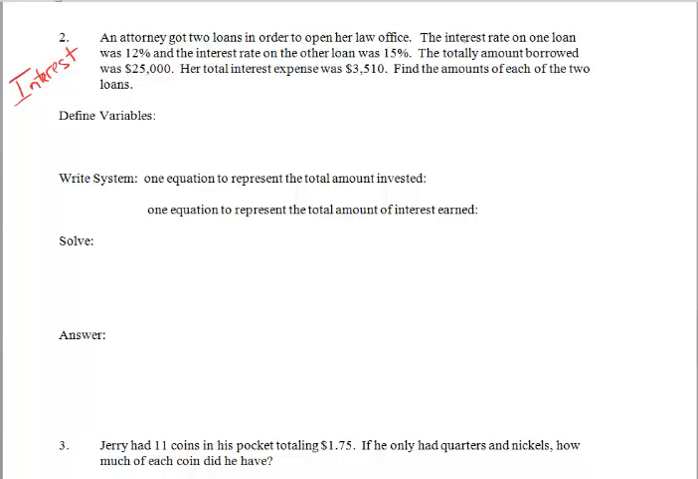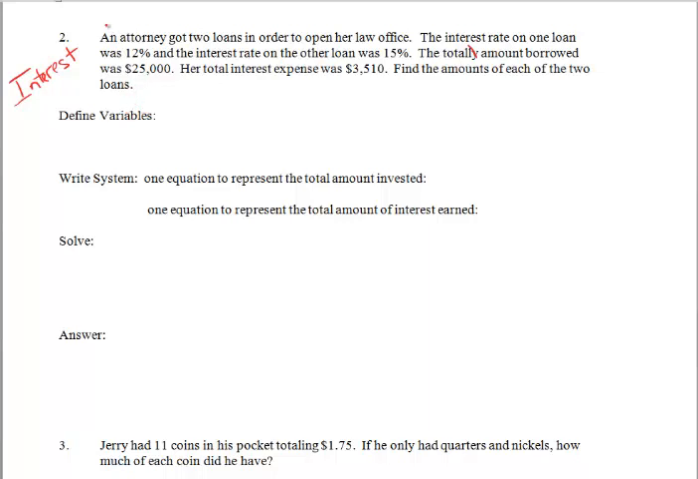In order to open her law office, the interest rate on her one loan was 12%, and the interest rate on her second loan, or the other loan, was 15%. The total amount borrowed was $25,000. Her total interest expense was $3,510. Find the amounts of each of the two loans.